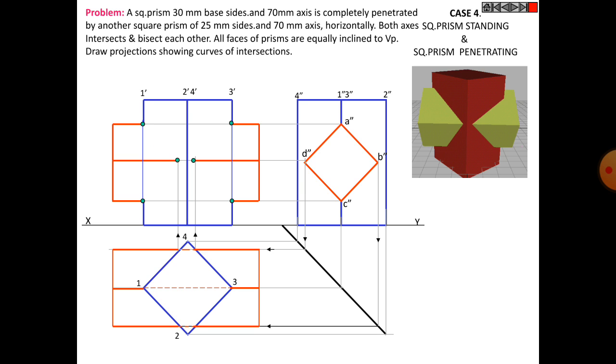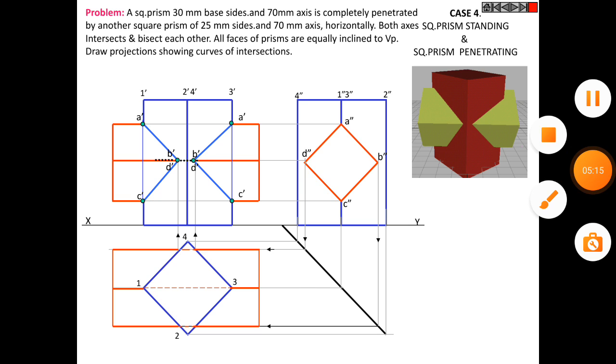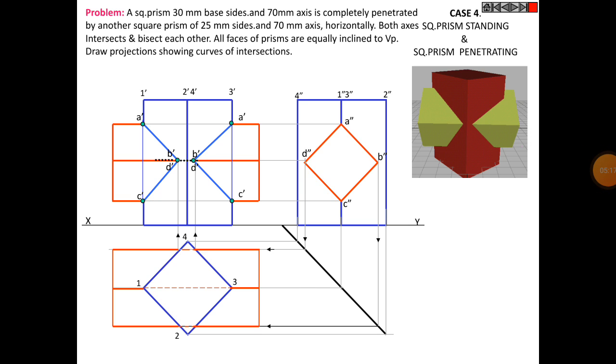The same point will be generated on both sides. Name them A dash, B dash, D dash, C dash, and similarly A dash, B dash, D dash. So join A dash, B dash, D dash, C dash, and complete the development of the square prism with prism. Thank you.